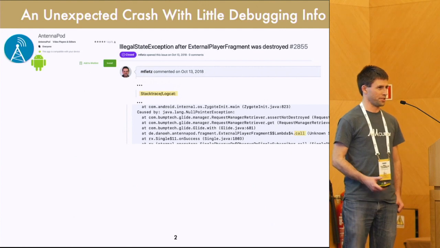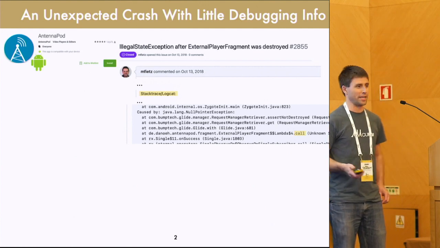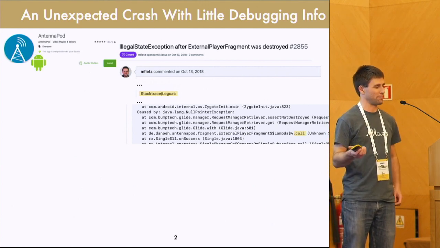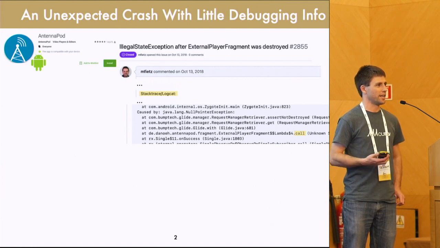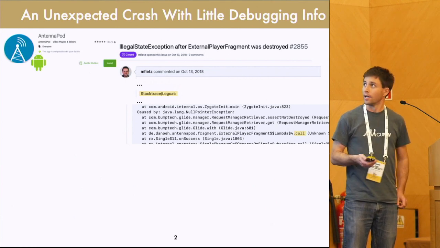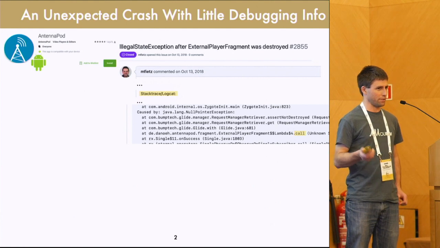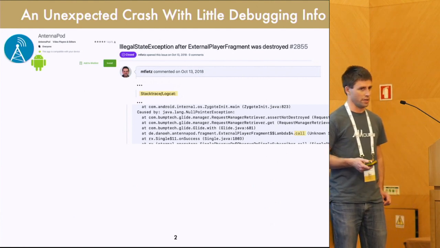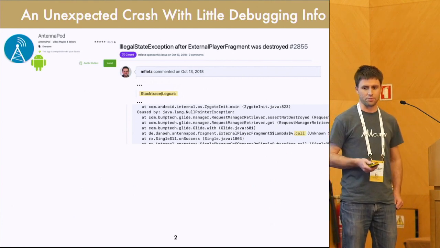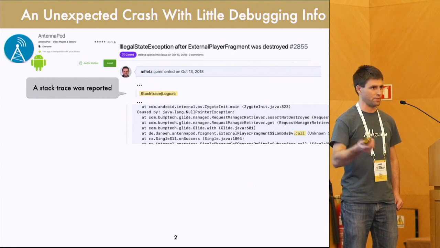So our research is motivated by my podcast playing application, AntennaPod. This is an Android application. And we found a particularly interesting issue in it on their tracker, where a stack trace was reported, just posted online.